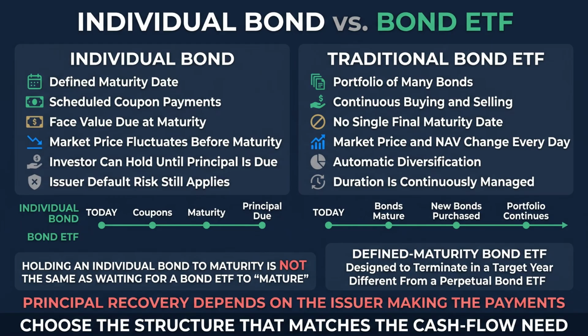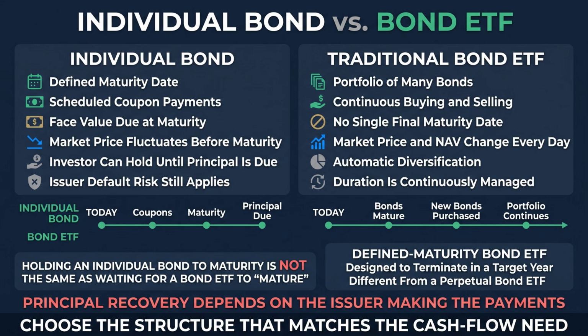An individual bond has a defined maturity date. The investor receives scheduled coupon payments, and if the issuer fulfills its obligations, the face value is due at maturity. Before that date, the bond's market price may rise or fall, but an investor who does not need to sell can continue holding the bond while the maturity date approaches. This can be useful when the bond is matched to a known future expense.